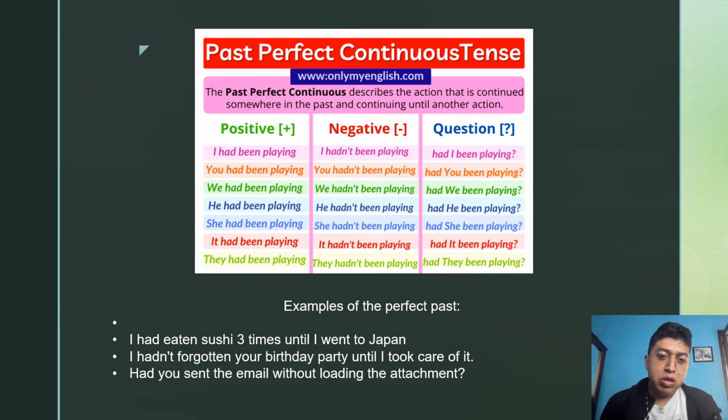Past perfect continuous tense. Example: I had eaten sushi 3 times until I went to Japan. I hadn't forgotten your birthday party until I took care of it. Have you sent the email without logging the achievement?